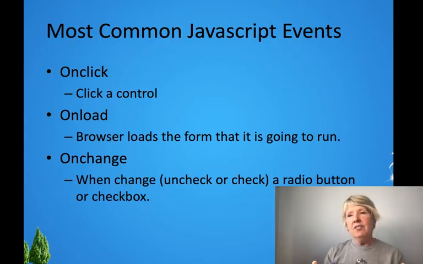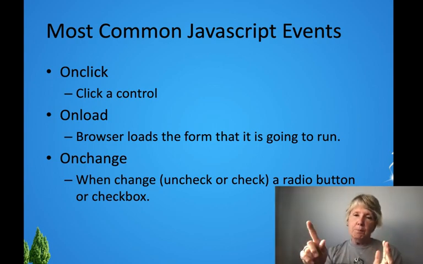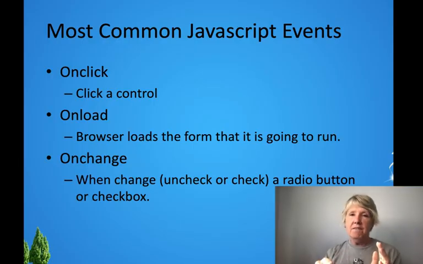And then there's the on-change event, and that applies to things like checkboxes and radio buttons. So if you check the checkbox, that means the status of that checkbox has changed from unchecked to checked. And that's an event. You can write code to it, what to happen when the user checks that.